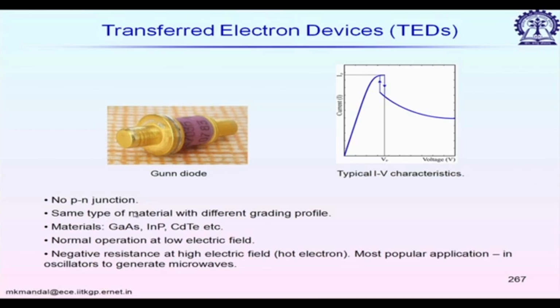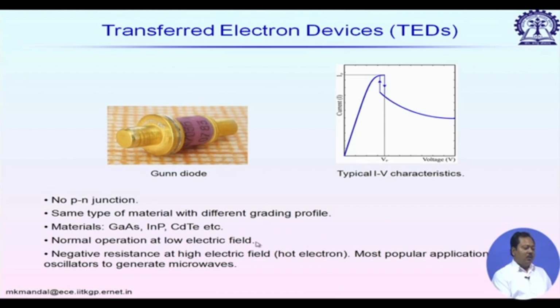So, let us see first some basic characteristics of these transferred electron devices. We do not use any p-n junctions here, as I said. The same type of material with different grading profile is used, and typical materials are gallium arsenide, indium phosphide, CdTe. Silicon, germanium, these conventional materials are not used. Why? I am going to discuss later.